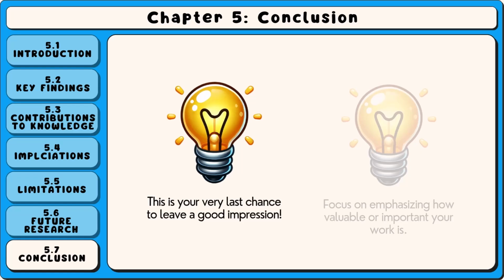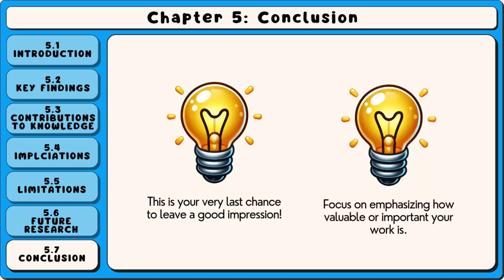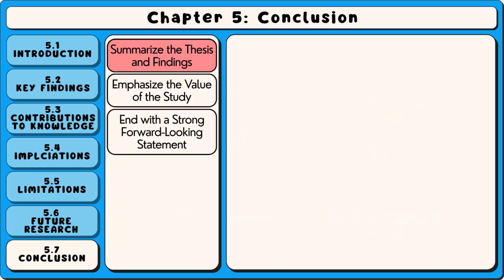Section 5.7 is the final conclusion to the entire thesis. This is your very last chance to leave a good impression. Try to focus on emphasizing how valuable or important your work is. This section has 3 steps. First, summarize the thesis and its key findings. Second, emphasize the value of the study. Third, end with a strong forward-looking statement.